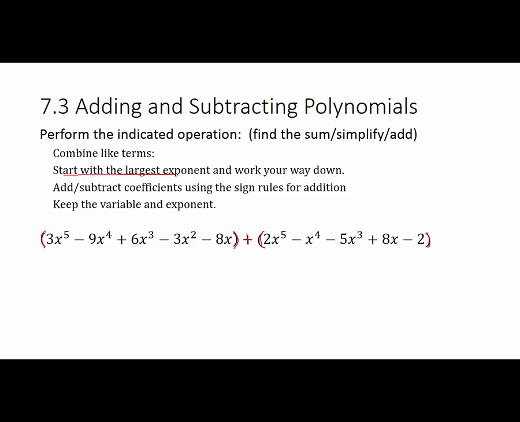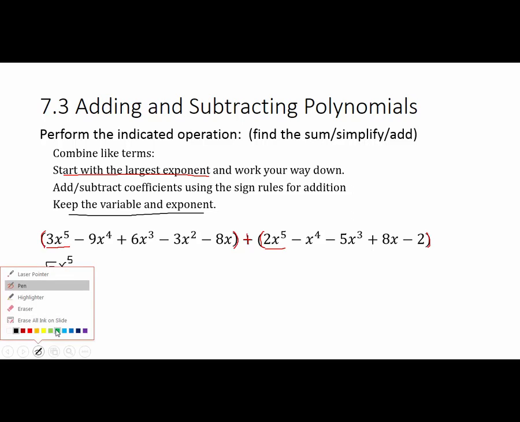So we're going to start with the largest exponent. Not the largest coefficient, the largest exponent. And the biggest exponent I see is a 5. I see two terms with an x to the 5th power. There's this 3x to the 5th power and a 2x to the 5th power. So I'm just going to go ahead and combine like terms. 3 plus 2, I'm just adding the coefficients. They're both positive. 3 plus 2 is 5. And I'm going to bring down the variable and exponent. The base and the exponent come down. So 3x to the 5th plus 2x to the 5th is 5x to the 5th. There's my first set of like terms.